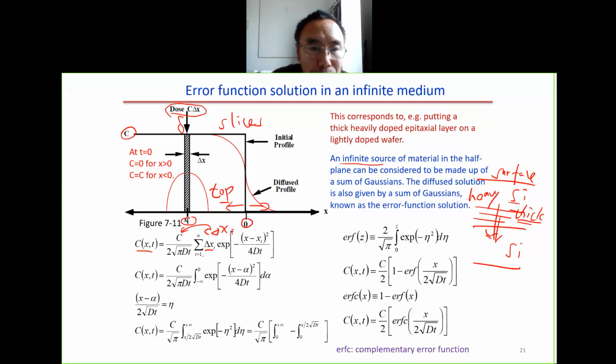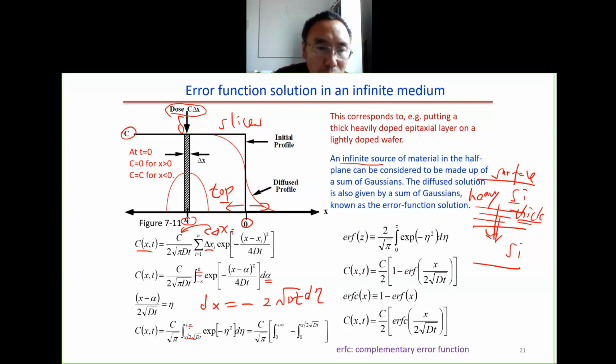So the sum can be approximated as the integration. When the delta xi is very small, it becomes an integration. So we have this one. Then xi becomes alpha. And now we define (x minus alpha) over 2 square root Dt equal to eta. Then we have d alpha equal to minus 2 square root Dt d eta. So then we put this into here. For the range of the integration, when alpha is minus infinity, eta becomes plus infinity, and alpha equal to 0 corresponds to eta equal to 0.